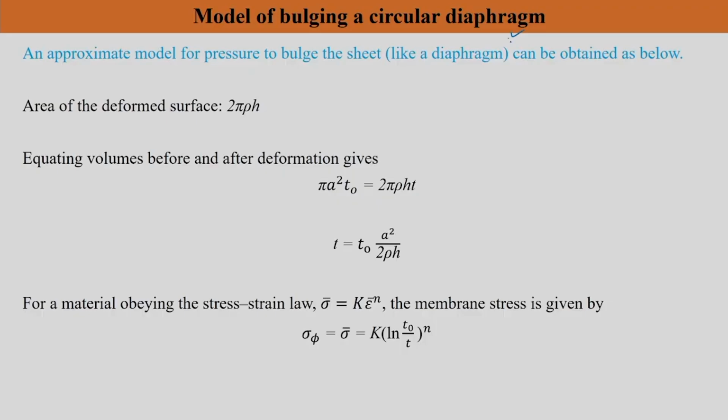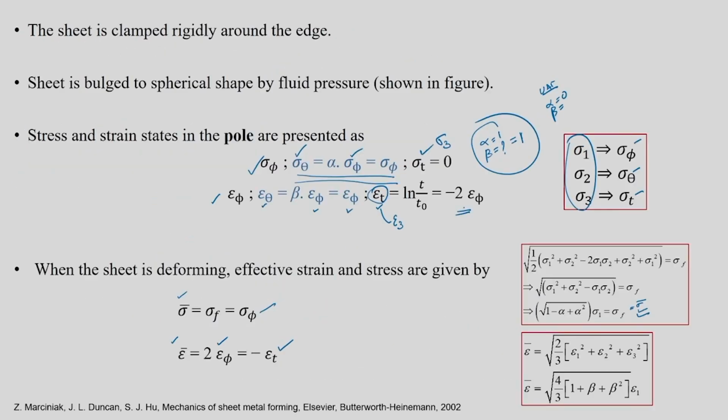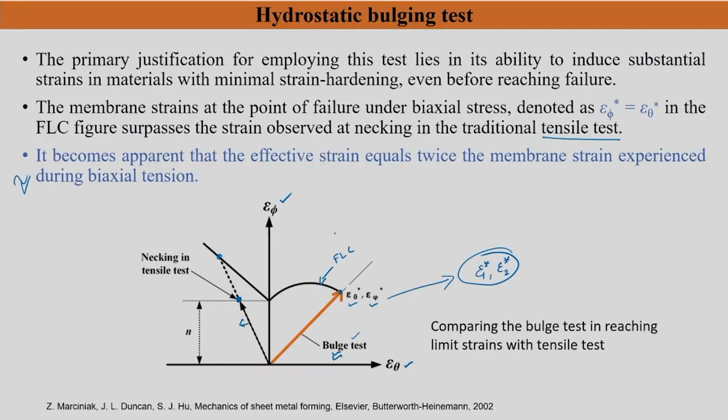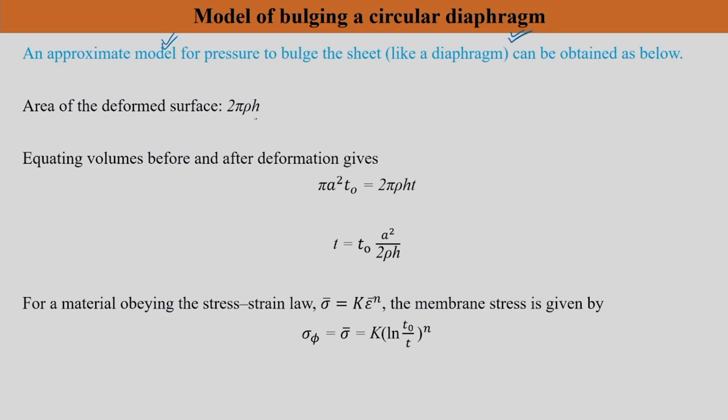So, here again we are going to consider bulging of a circular diaphragm. It is like a sheet only, thin sheet you can imagine, and we are going to develop an approximate model for that. So, with respect to the previous figure, this particular figure you can imagine, we can write this area of deformed surface is 2 pi rho h. So, rho is your bend radius and h is the deformed height. If you multiply that 2 pi times, then you will get area of the deformed surface, that is one.